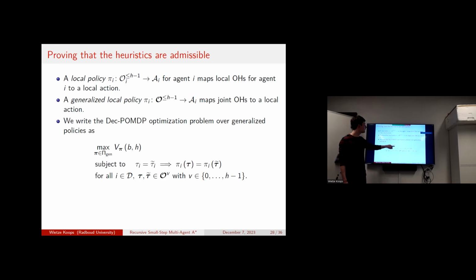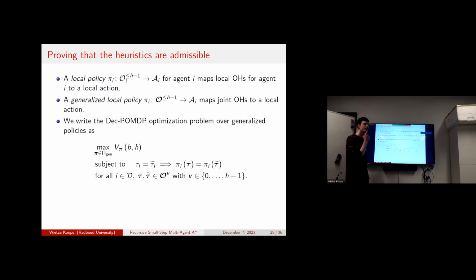And here we have the value of that policy corresponding to a specific initial belief that they are given, and horizon H. I just include these two arguments because in the recursion you might need to change these. And then this constraint is telling me that agents cannot use information that's not their information.